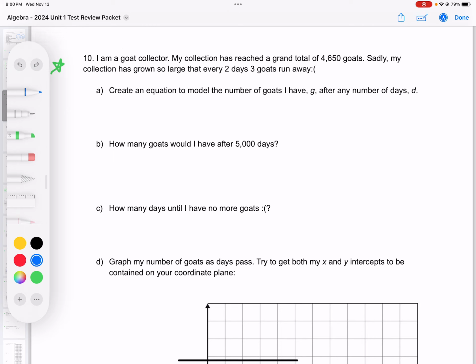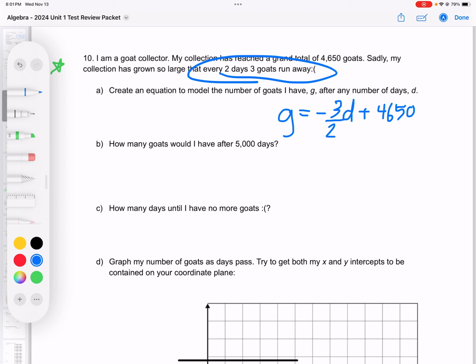I think the most confusing part of this for most people was building the equation. The easiest way to think about it, in my opinion, is to say the number of goats you have starts at 4650. So there's our y-intercept. And then if it decreased by 3 goats every day, we would have that. But we don't decrease by 3 goats every day. We decrease by 3 goats every 2 days.